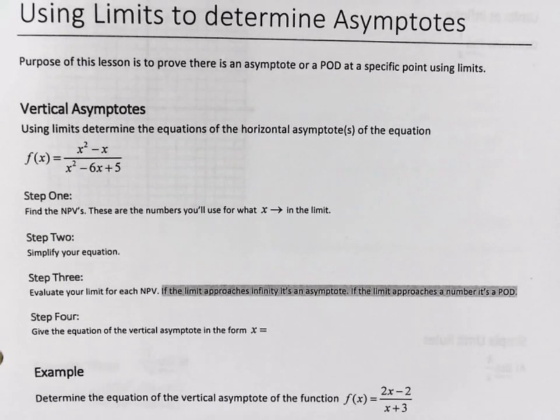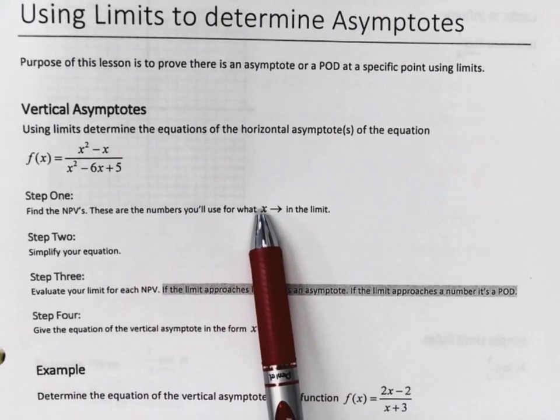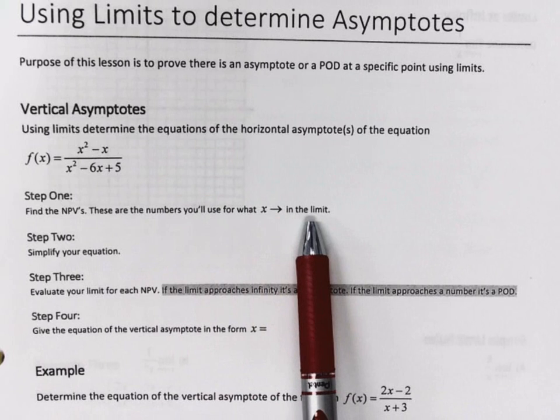So to figure out our vertical asymptotes, it's going to be if our limit is approaching infinity, and it can be from either side. As long as it's infinity positive or infinity negative, it's considered an asymptote. So the first thing you're going to do is find your NPVs, and that will be what x is approaching in the limit, okay?